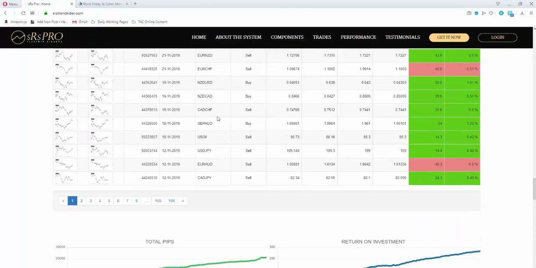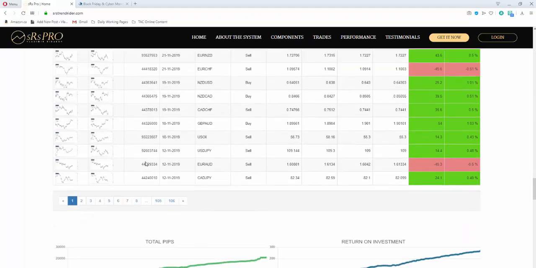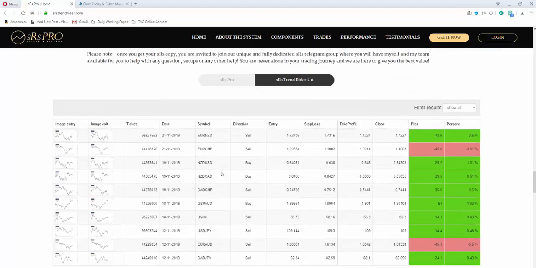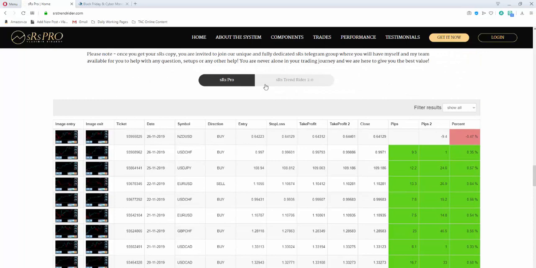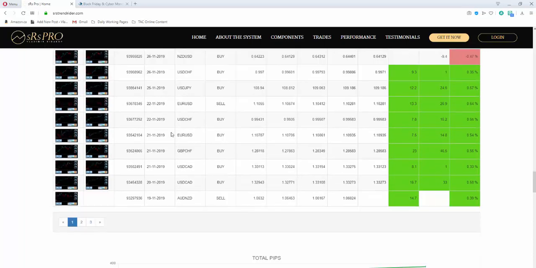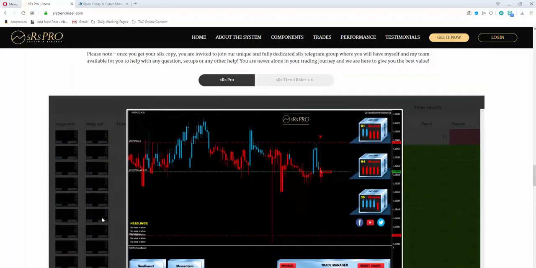So the first trade I will start with is on the sRs Pro. The first trade from the previous week was the dollar, that's the sRs 2, excuse me. So I go to sRs Pro. You can switch the tabs here, right? And the first one was the Australian versus the Kiwi, which now I see has a problem with the image. Anyway, the idea behind this trade was these two waves and the breakout.